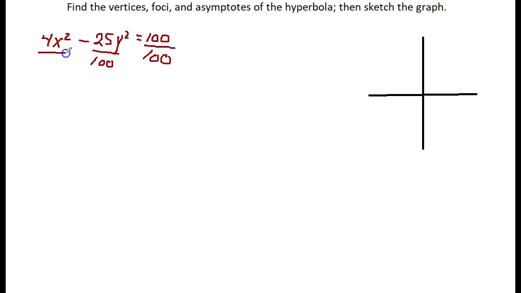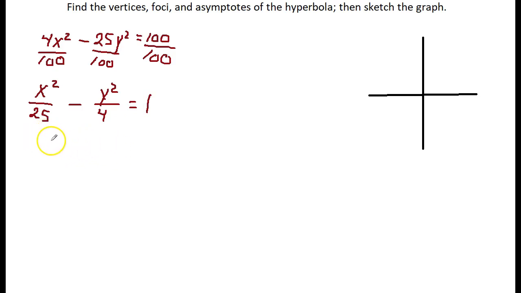Some textbooks might call this a vertex form. But what we call it isn't what matters. It's if we can find the material and graph it. Okay, reduce each fraction. So I have x squared over 25 minus, reduce this fraction, y squared over 4 equals 1.